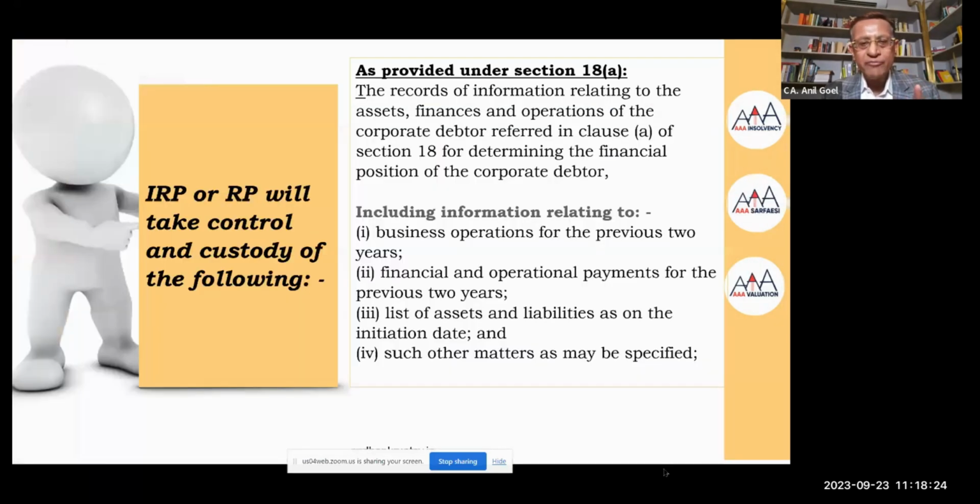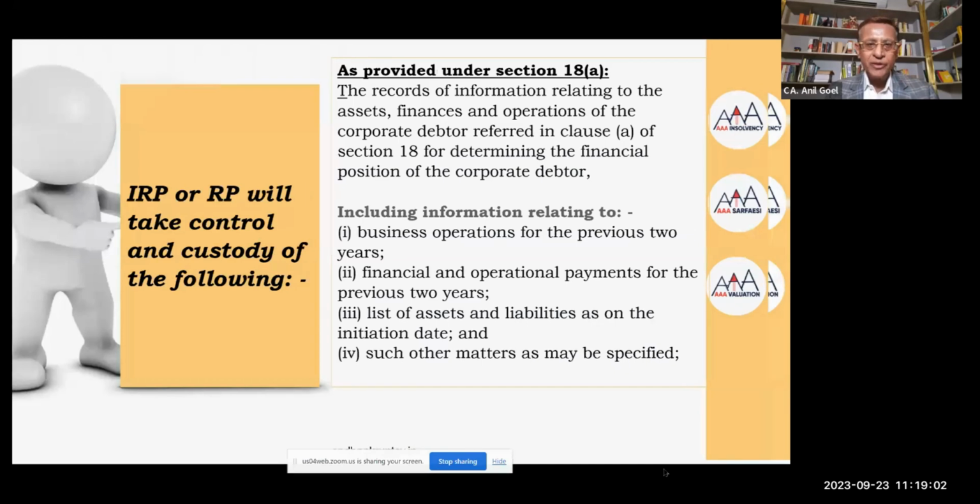So what exactly is required to be taken from them? First of all, it is provided in section 18, subsection A: the records of information relating to the assets, finances, and operations of the corporate debtor referred in clause A of section 18, for determining the financial position of the corporate debtor. This information includes that relating to business operations for the previous 2 years, financial and operational payments for the previous 2 years, list of assets and liabilities as on the CIRP initiation date, and such other matters as may be specified.